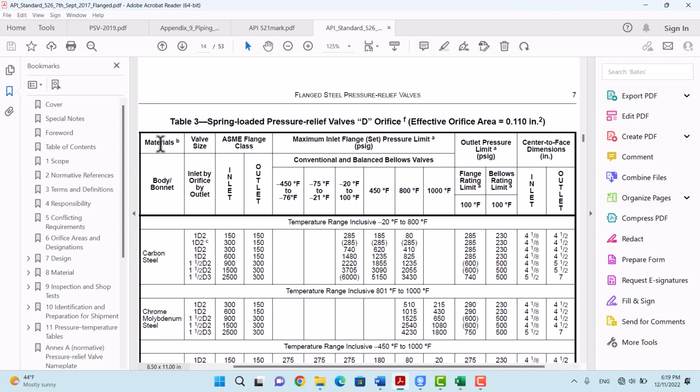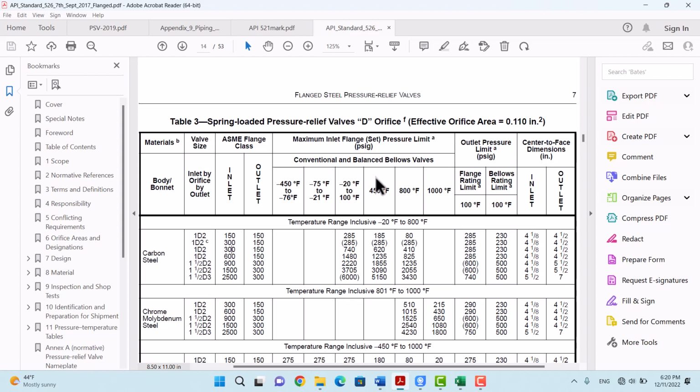It is composed of different sections. The first section is the material of the body and bonnet. You have to select a material for the body and the bonnet. And here we have the inlet and outlet ASME flange class or rating based on temperature and pressure ratings. You have to see the inlet temperature and pressure rating for your application and outlet, and select one of these. For instance, for one of these applications, 300 pounds and 150 pounds are selected for the temperature and pressure rating. So the third row is selected.